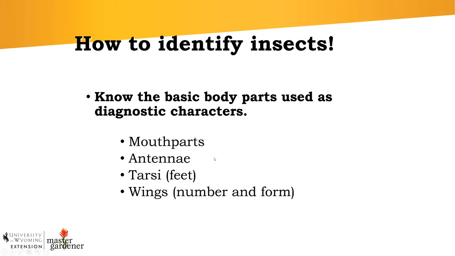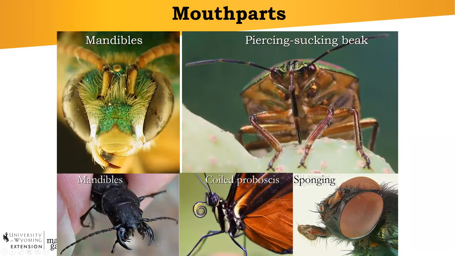The main body parts that we use as diagnostic characters are their mouth parts. That's very important for gardeners because the mouth parts are what inflict damage on plants if they are plant pests, and the style of damage is reflected in what type of mouth parts they have. The antennae, the shape and form, the tarsi can be very important, and the wings, of course, number and form. So here are some examples of insect mouth parts. A lot of insects have mandibles, and sometimes they'll be hidden under what passes for insect lips, like this guy over here in the upper left.